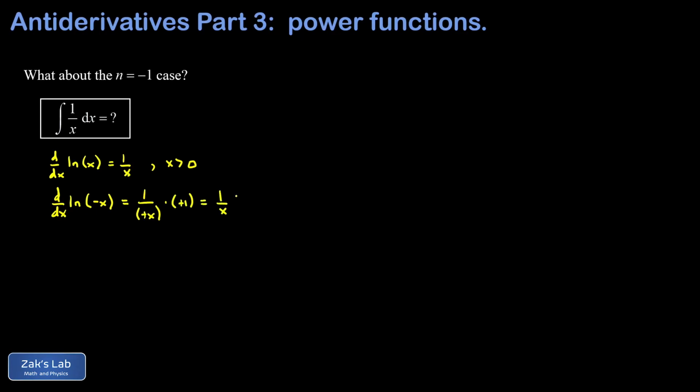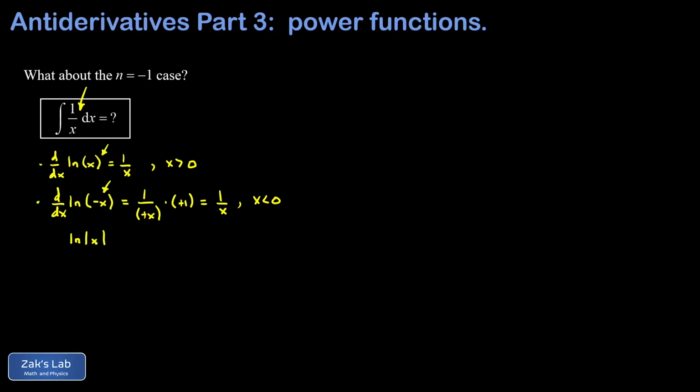So this is a second candidate that works. We differentiate it and we get 1 over x, and this only works if x is less than 0. Now we're not worried about x actually being 0 because that's not even in the domain of the original function. So we have a formula that works when x is bigger than 0 and a formula that works when x is less than 0. And if we wanted to write these two functions all at once, we could just call it the natural log of the absolute value of x, since the absolute value function leaves things alone when they're positive but multiplies by -1 when they're negative.